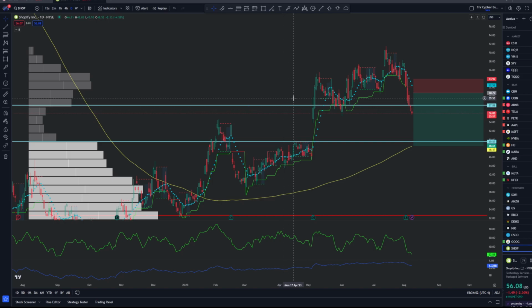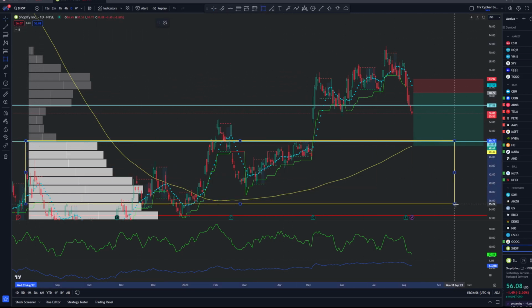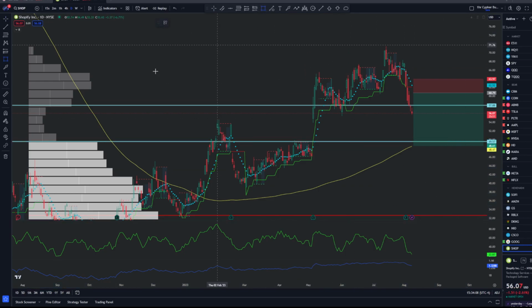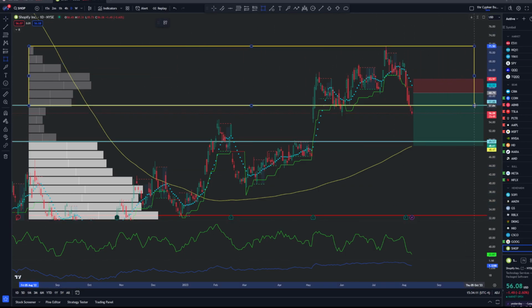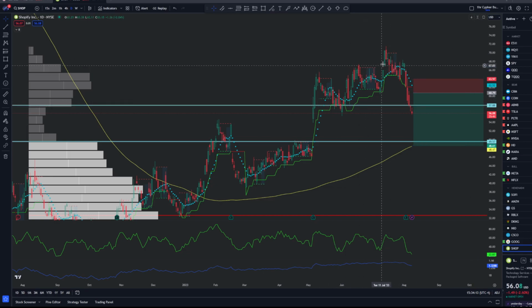Now, looking at this here, you can see that we have a lot of volume in the past year, basically from $50 and below. And then we also have a lot of volume from basically $57 up to $70. And this is the range that we've been trading in basically since May. Now, something to note is that we have been uptrending since those lows of November of 2022.